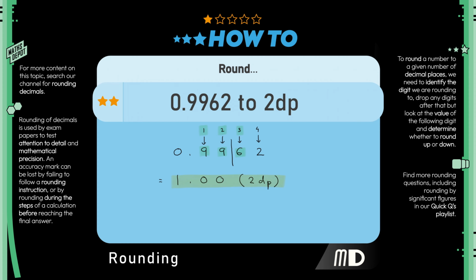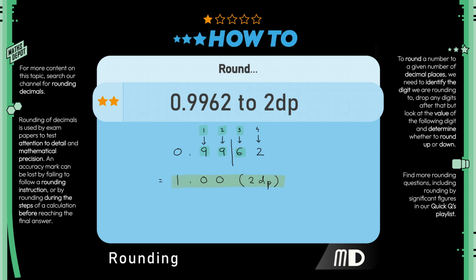To round to 2 decimal places, we need to keep everything up to and including the 2nd decimal place, which is 9. But the 3rd digit is a 6, which is above 5. That means we need to round the 2nd digit up by 1. However, we've already seen the effect that rounding up a 9 has. It means that we need to round the digit that comes before it up by 1.